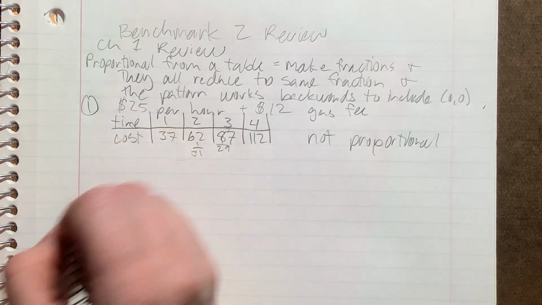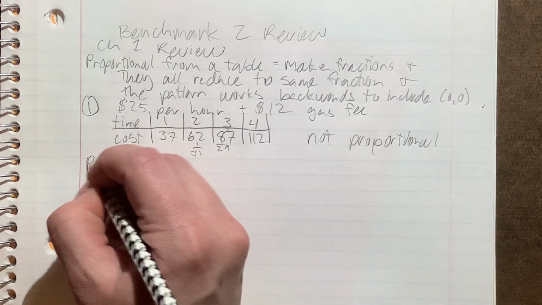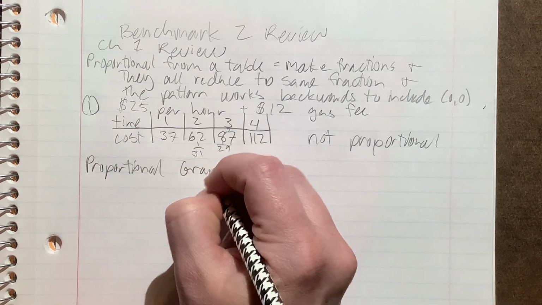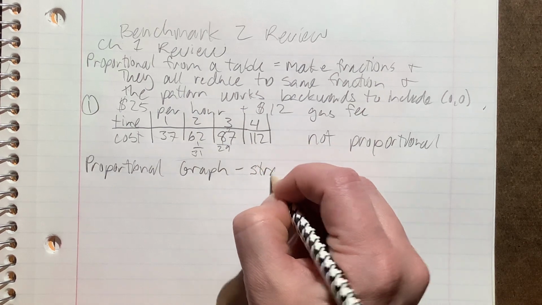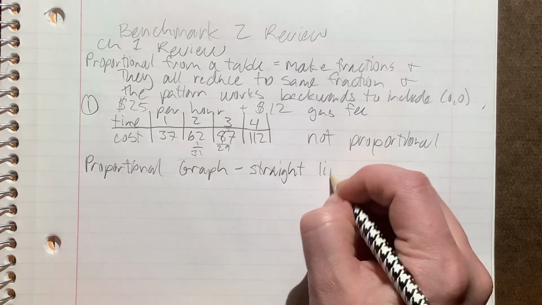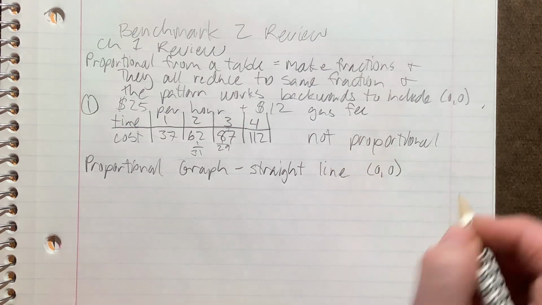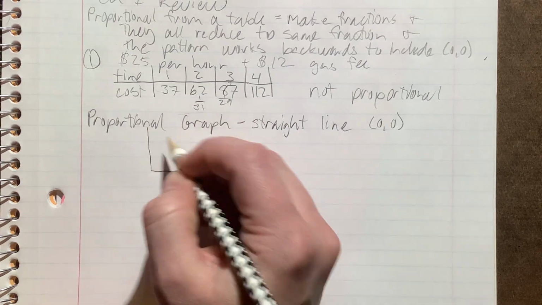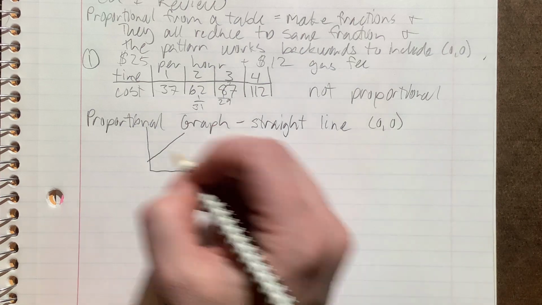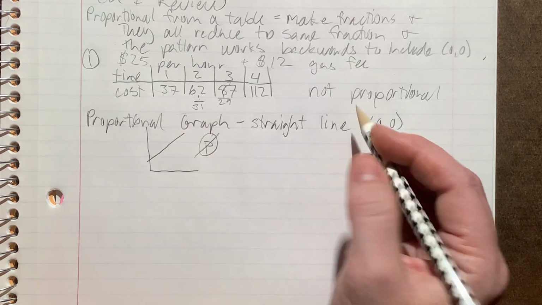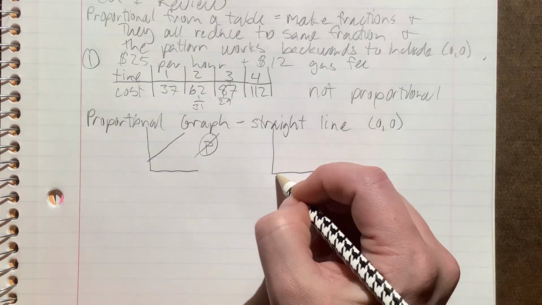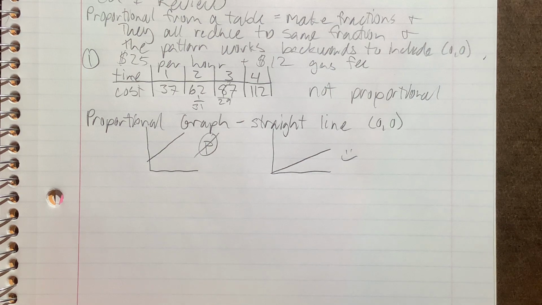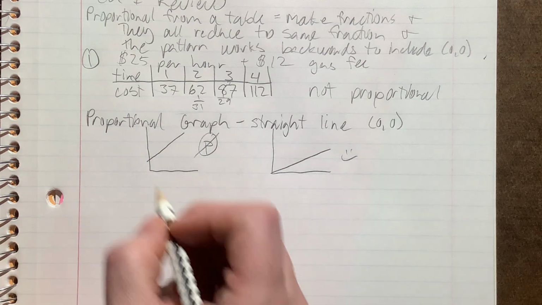Remember proportional for a graph. Two things: a straight line through the point 0, 0. So you can totally have a straight line, but if it doesn't go through 0, 0, it's not proportional. It has to be a straight line through the point 0, 0. Okay? So that's super easy when you look at graphs.